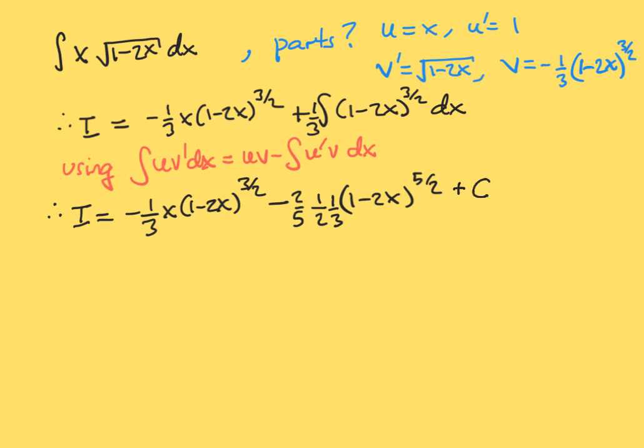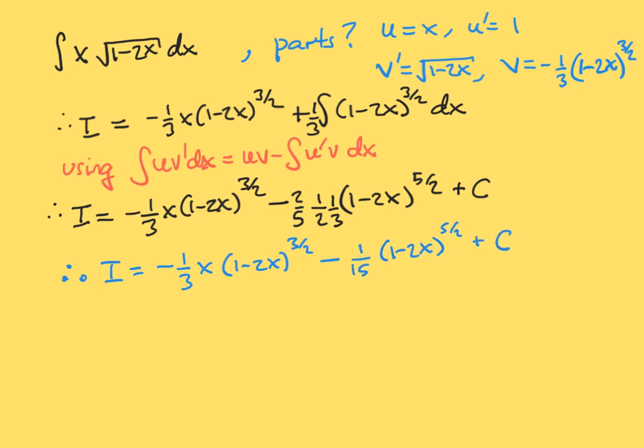So now all we have to do is tidy things up a little bit, and we see therefore that our integral is equal to minus 1/3 x times 1 minus 2x to the 3 halves. And then here there's a minus sign. The 2 and 5 have cancelled, and 1 over 5 times 1 over 3 is 1 over 15, times 1 minus 2x to the 5 halves, plus c.